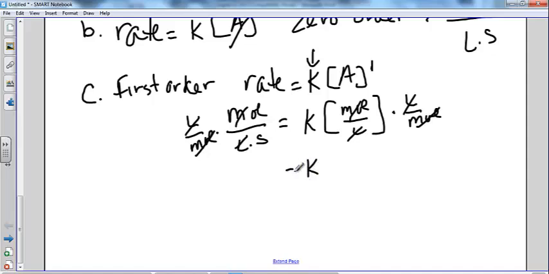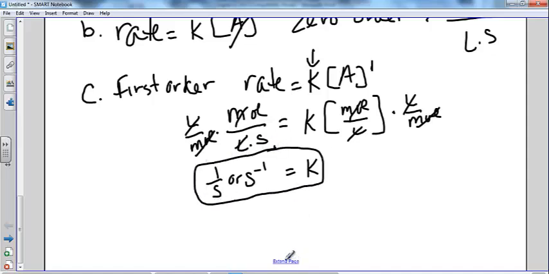So what's going to happen is that my k value units are going to be equal to seconds to the negative first, or 1 over s, or whatever time unit you're dealing with. It may be minutes to the negative first, or 1 over minutes, or 1 over hours, or something like that. So that's first order.